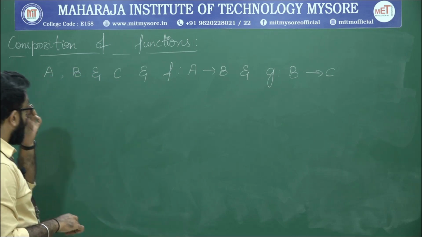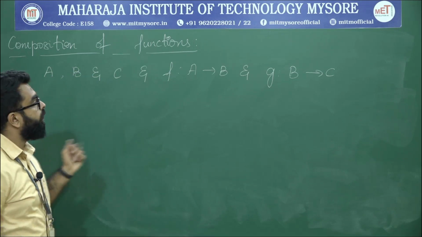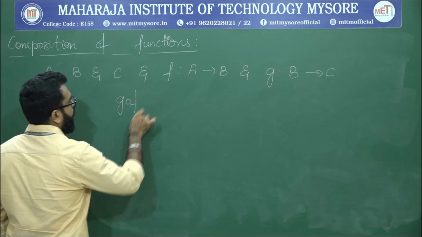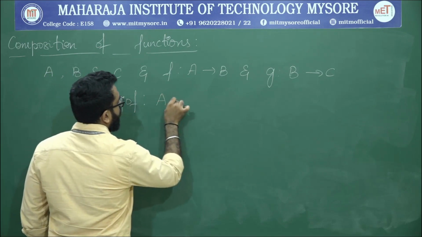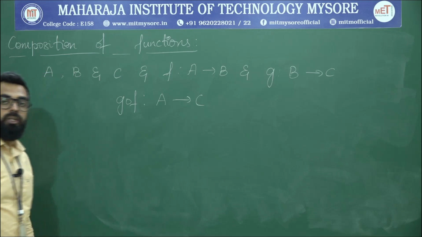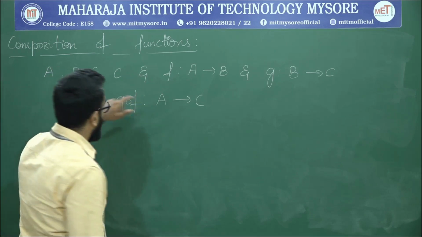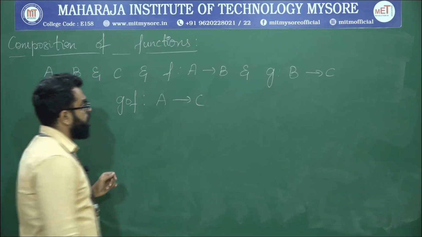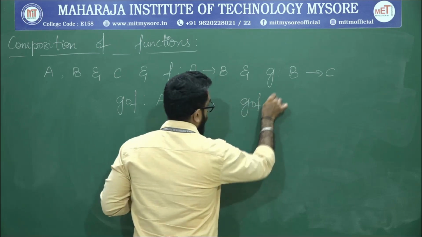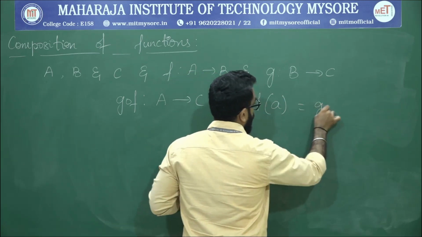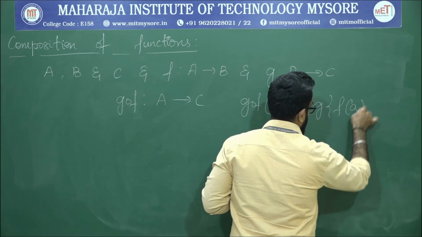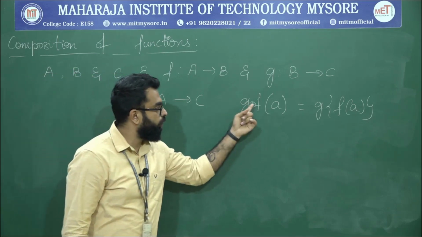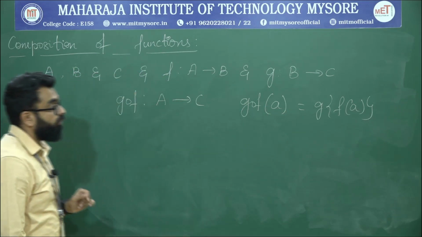Now the composition, which we also call the product, of these 2 functions is denoted by g∘f, that is from A to C. The composition of these 2 functions f and g is given by g∘f. This function is defined from A to C. That is something like (g∘f)(a) is equal to g(f(a)).